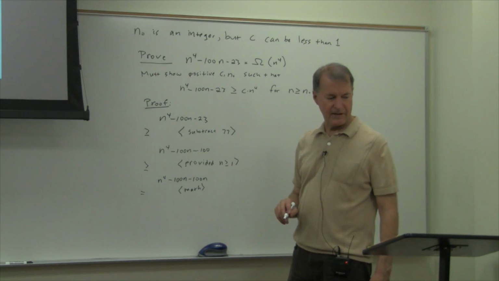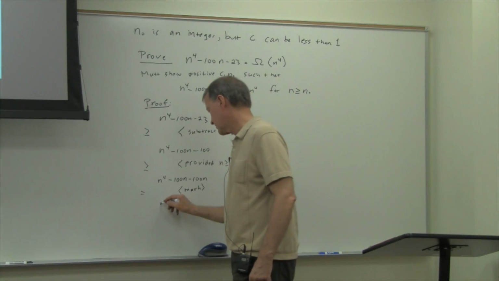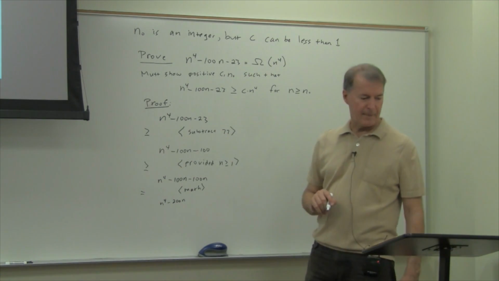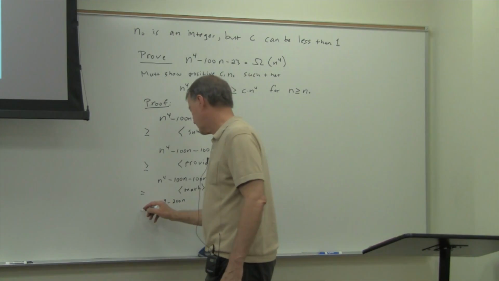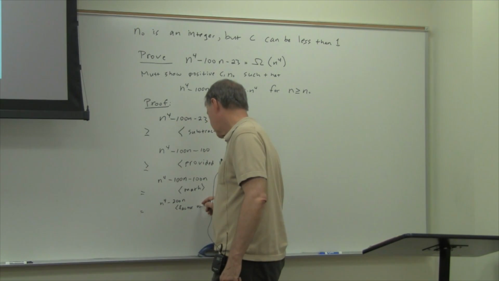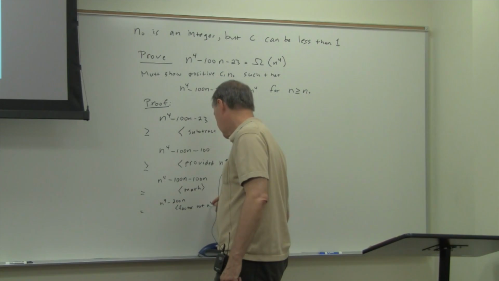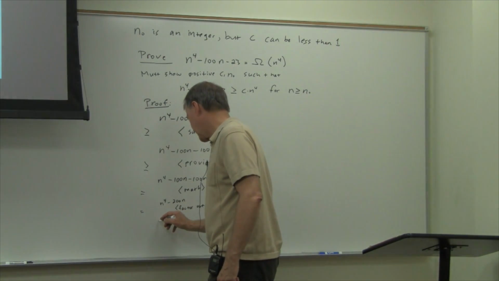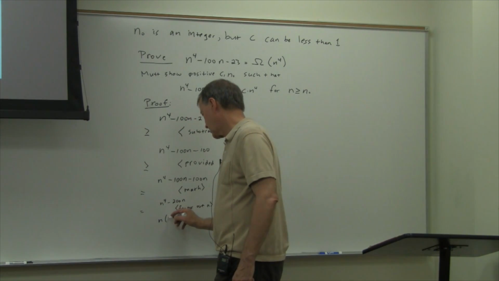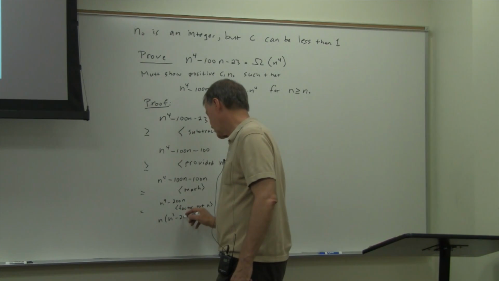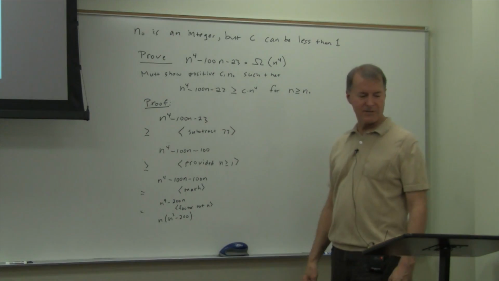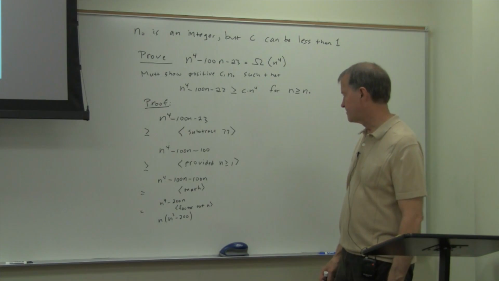So this equals by math n to the fourth minus 200n, right? Okay. And now let's factor out an n. So how do you factor out an n? What do we get? n times n cubed minus 200. Yeah? Are we good? Now comes the big technique.